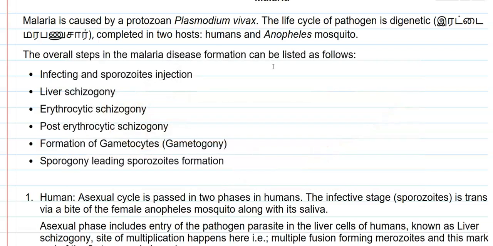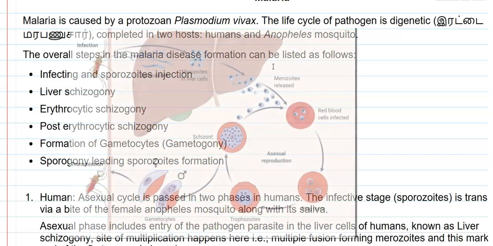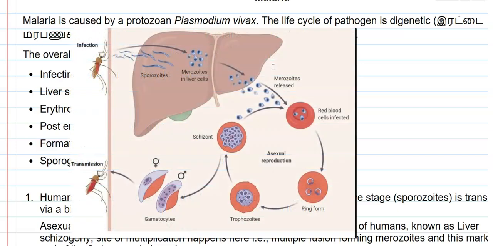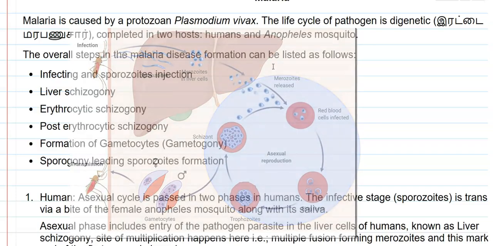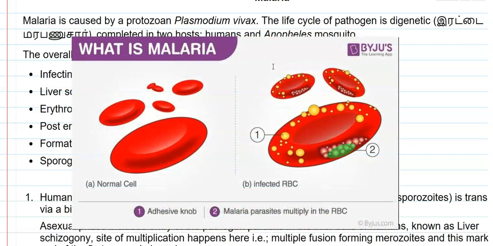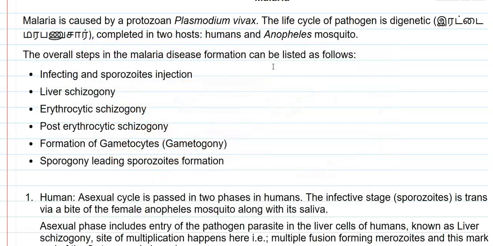of the human. Next step is the liver schizogeny. This is the one which takes place inside the liver of the human host. The same thing with reference to the erythrocytic schizogeny. This is the one which takes place in the erythrocytes, that is in the RBC cells. That is, this pathogen will be living inside the RBC cells and they can burst the cells and they will get multiplied. And the post-erythrocytic schizogeny followed by the formation of gametocytes, that is formation of the gametes.